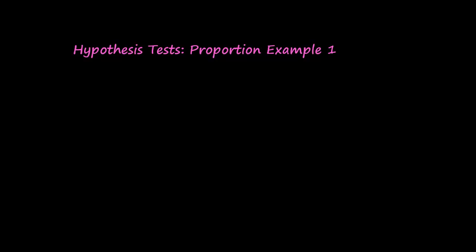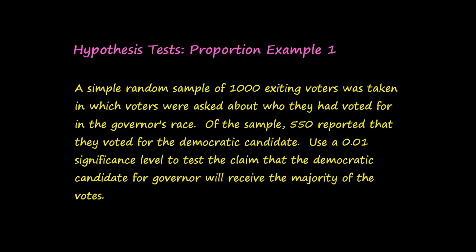Now let's work an example of a hypothesis test for the proportion. A simple random sample of 1,000 exiting voters was taken in which voters were asked about who they had voted for in the governor's race. Of the sample, 550 reported that they voted for the Democratic candidate. Use a 0.01 significance level to test the claim that the Democratic candidate for governor will receive the majority of the votes.